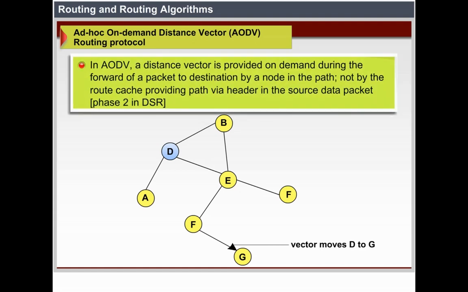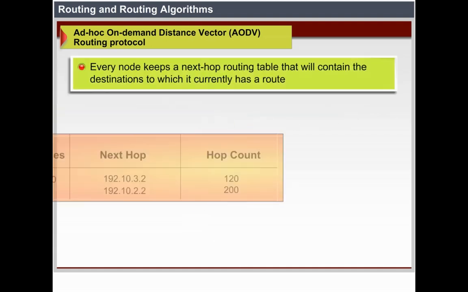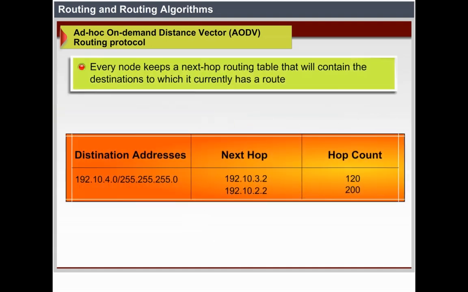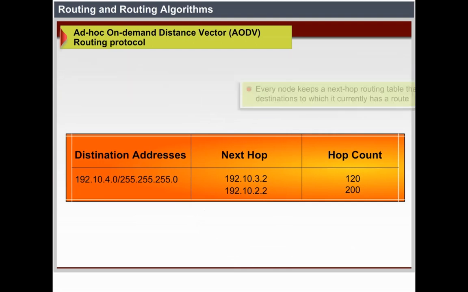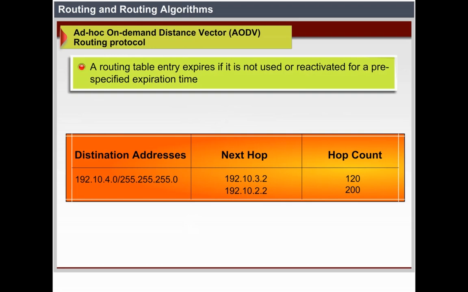In AODV, a distance vector is provided on demand during forwarding of a packet to destination by a node in the path and not by the route cache providing path through the header in the source data packet, phase 2 in DSR. Every node keeps a next hop routing table which contains the destinations to which it currently has a route. A routing table entry expires if it has not been used or reactivated for a pre-specified expiration time.